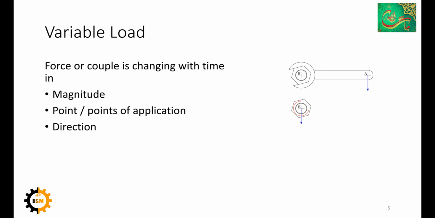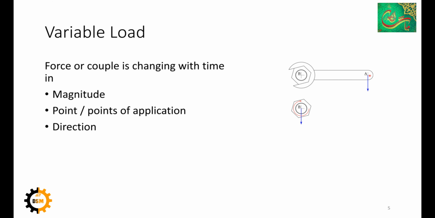The next one is a variable load. A variable load is a load which is changing with time in magnitude, in point of application, or in direction. In this example, if the magnitude of this force or couple is changed, let's say in the beginning it is 10 Newton at time 0, and at time 1 it is changed to 20 Newton, then it will not be a static load anymore. It will be known as a variable load.